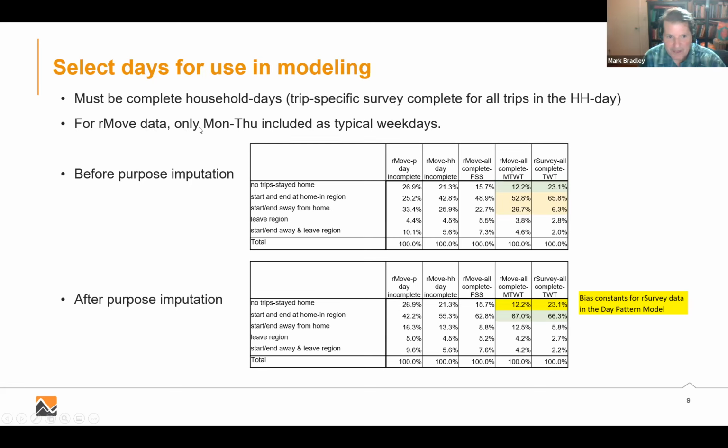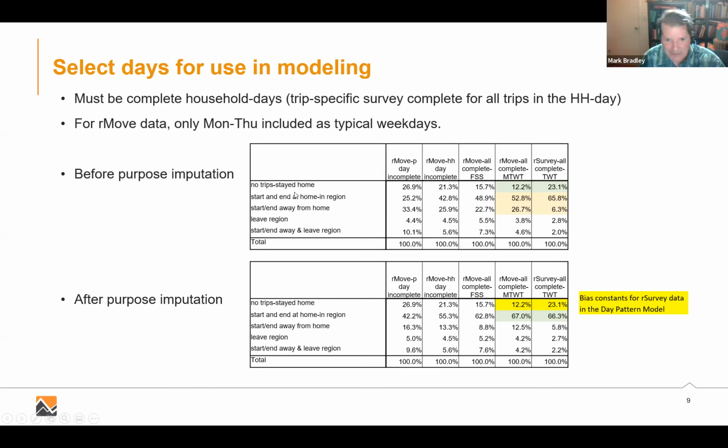For the R-Move data, where we had up to 7 days per week, we only included Monday to Thursday as typical weekdays. Friday tends to have a lot more travel than other weekdays, especially in the evening hours. So we decided to leave Friday out of the modeling.